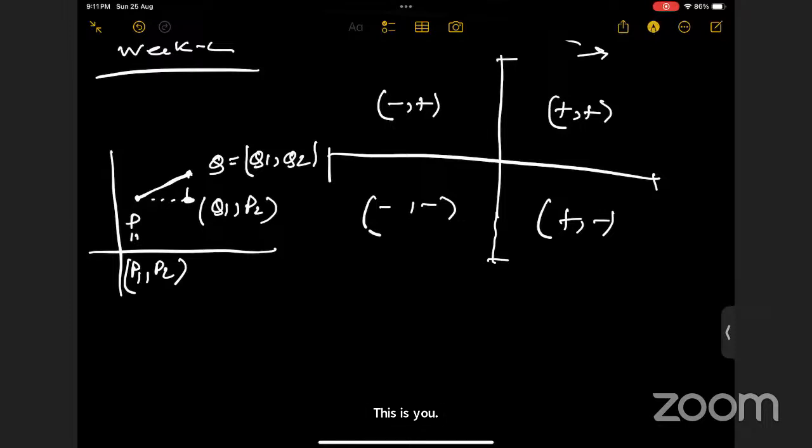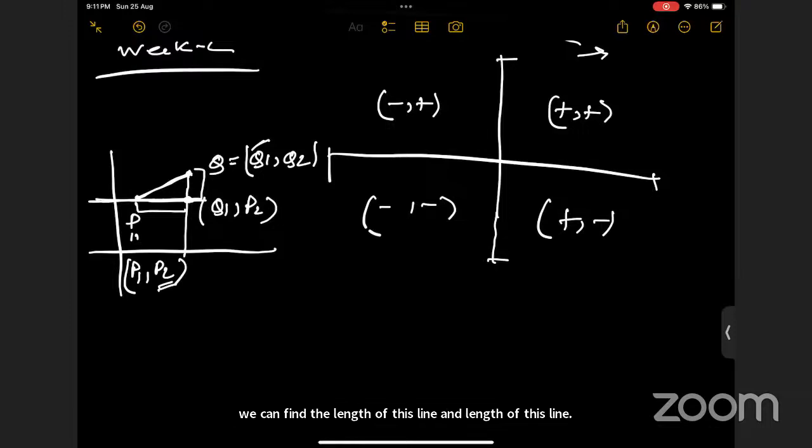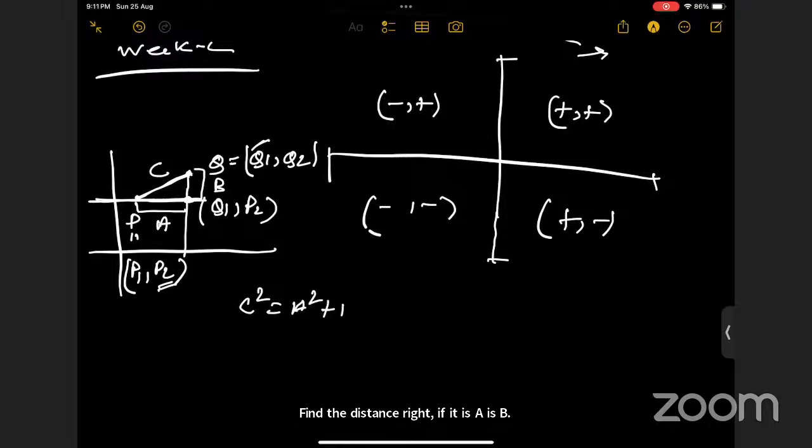The coordinate of this point is P1, Q2, because the x-axis is the same as this and the y-axis is the same as this line. So we are taking the y-axis of this point and the x-axis of this point. Now we can find the length of this line and this line, then we can use the Pythagoras theorem to find the distance, right? If it is C, A and B, then C squared equals A squared plus B squared.